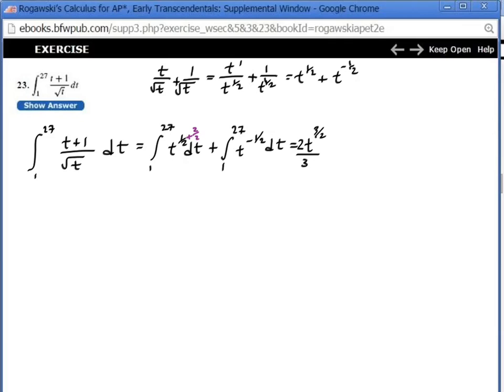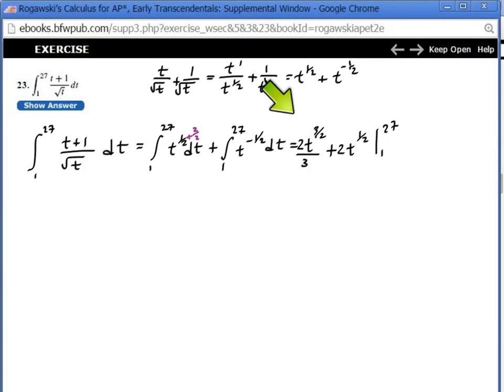If you got lost with that, let me know and I'll break it down some more. This one right here, we add 1 to that one. That's going to be t to the positive 1/2 power. And then the reciprocal of 1/2 is 2, so if I multiply by 2, then we got that. And we're going to take the integral from 1 to 27. Okay, is everybody good with these two right here?